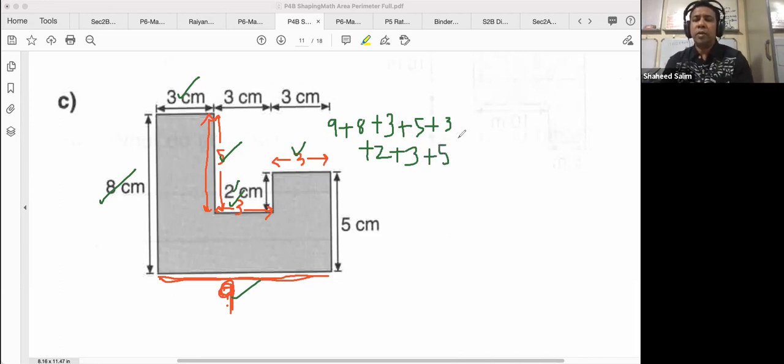So we must try down here. 9 plus 8, 17. 17 plus 3, 20. 20 plus 5, 25. 25 plus 3, 28. 28 plus 2, 30. 30 plus 3, 33. 33 plus 5, almost there, Putra. 38. Missed by 1, Putra.